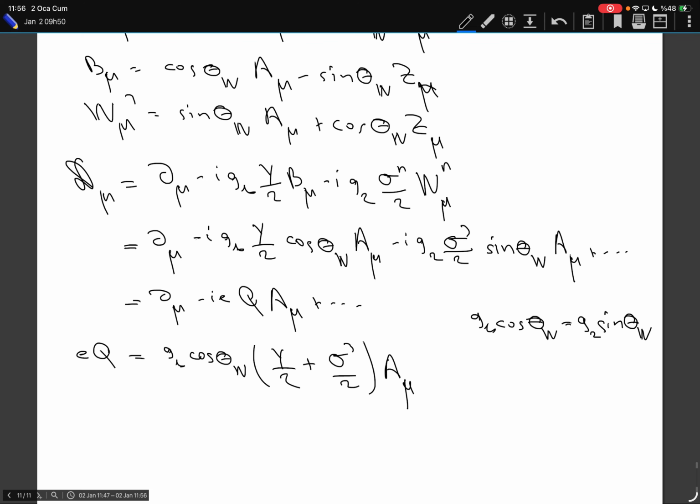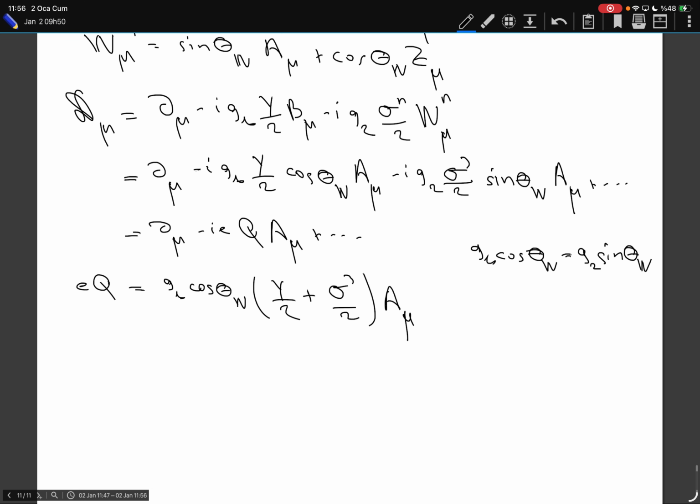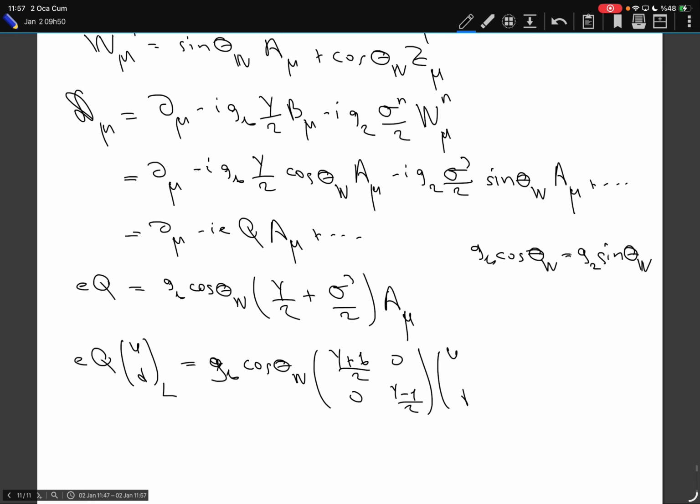Sigma is a matrix, right? Yes, sigma is a matrix. Sure. Q is also a matrix. You see, because Q, okay, so now let me apply this to a multiplet. e times Q acting on up and down, the left-handed up and down quarks. This should be equal to G1 times cosine theta Weinberg times the matrix with y plus 1 over 2, 0, 0, y minus 1 over 2, acting on up and down.